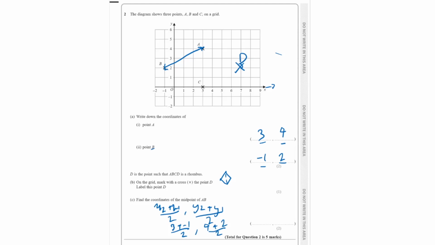So our final answer is 3 minus 1, which is 2. 2 divided by 2 is 1. 4 plus 2 is 6. 6 divided by 2 is 3. And that's our final answer.